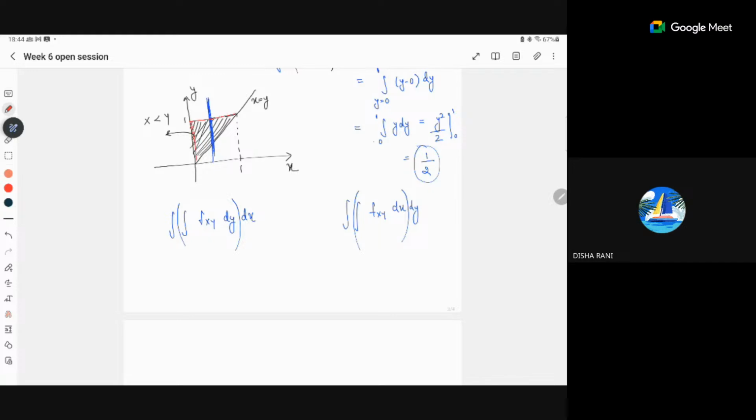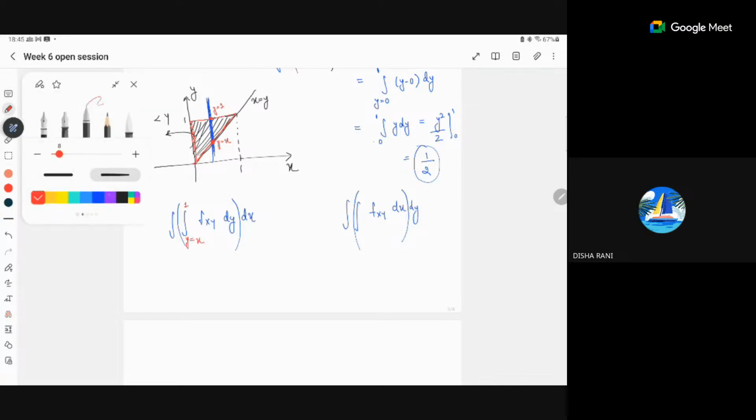Over this region where x is less than y, how is my y varying? So any line we draw, you see that your y is varying from this line, right? This point which is y, this is y is equal to x, right? And it is going till max till 1, right? So I will take my limit of y to be from x to 1.